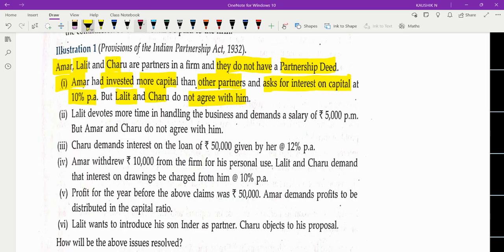Very good. So the key point that is highlighted here is interest on capital. So he is the one who has contributed more capital, he says, and he is asking for interest on capital. Now tell me, you don't have a partnership deed, you are demanding interest on capital at a rate of 10% per annum. However, there are two partners who are strongly objecting to this. Now, what will be the solution? Will we allow interest on capital or we won't allow interest on capital?